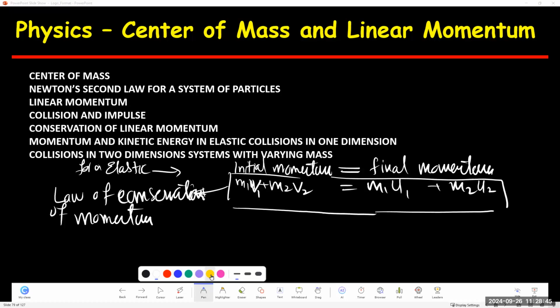So in the law of conservation of momentum, two things happen. Number one, momentum is conserved for an elastic system. We are talking about an elastic system: momentum is conserved. Number two, KE, which is kinetic energy, is also conserved.